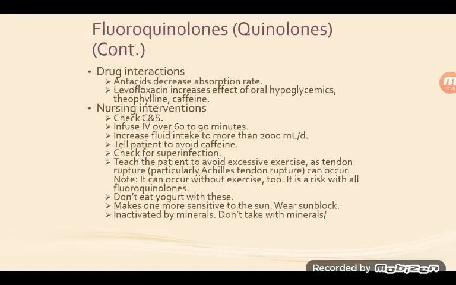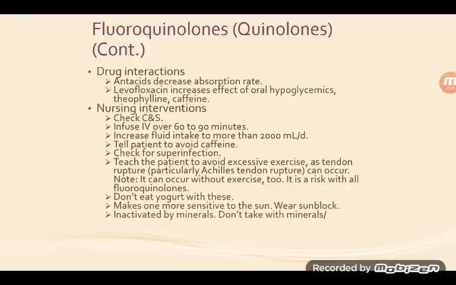So these ones, just want to let you know, they're very famous for causing inflammation in the tendons, so tendonitis, and then even tendon rupture. And for some reason, these ones like to rupture the Achilles tendons. Antacids decrease absorption rate. Levofloxacin increases the effectiveness of oral hypoglycemics. So you might see some low blood sugars in people on oral hypoglycemics. Increases the effects of theophylline and caffeine.